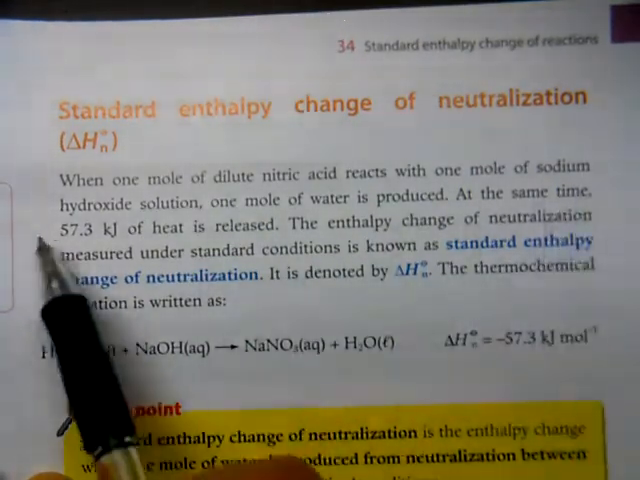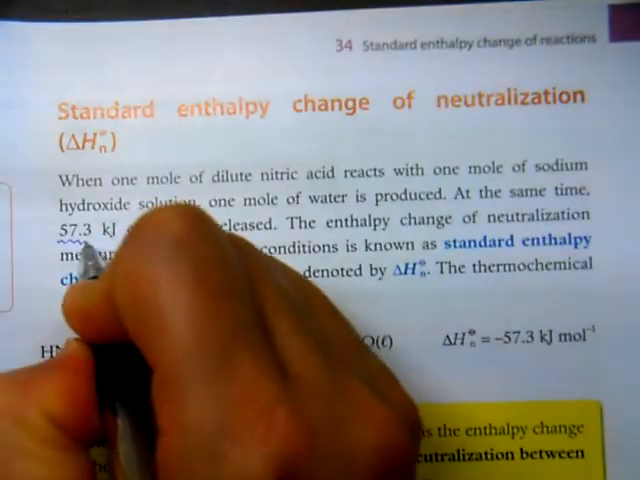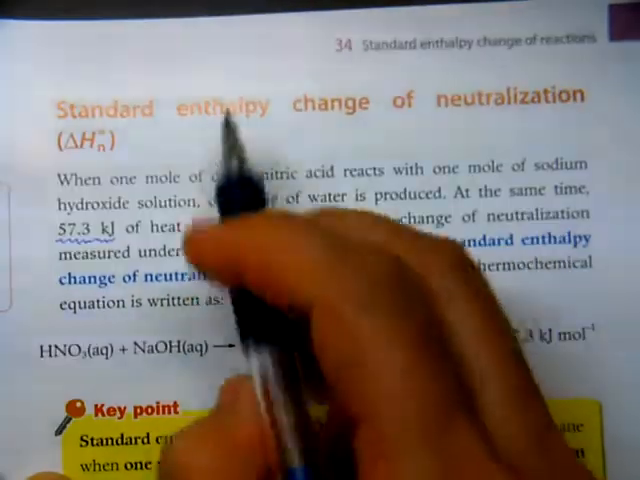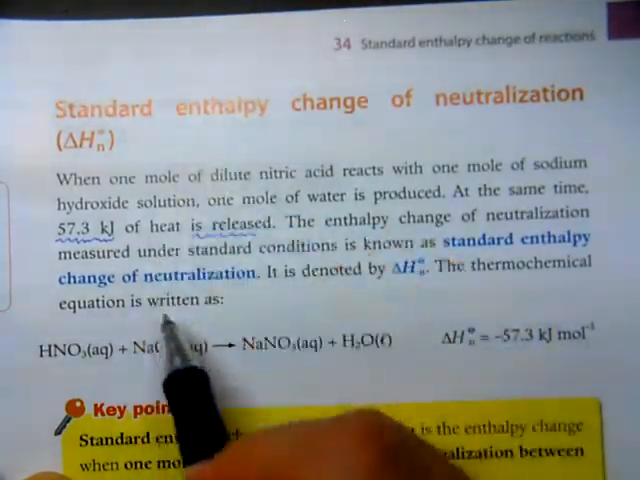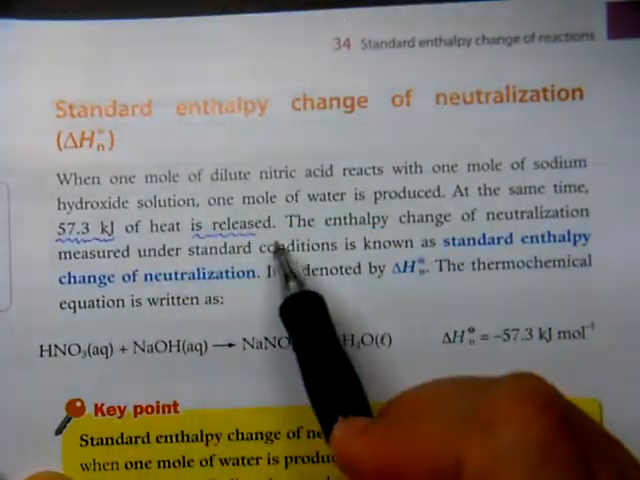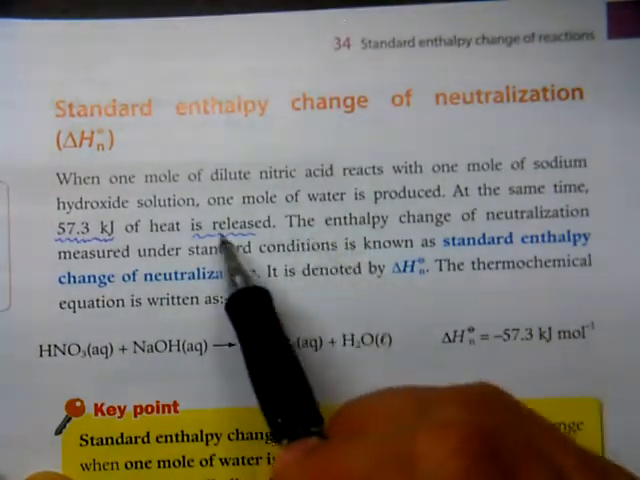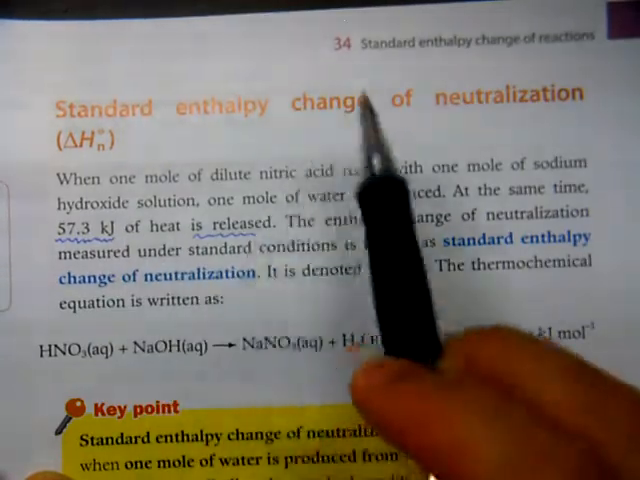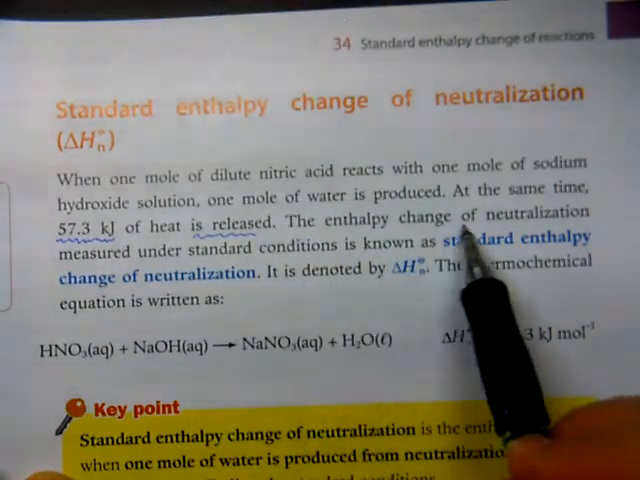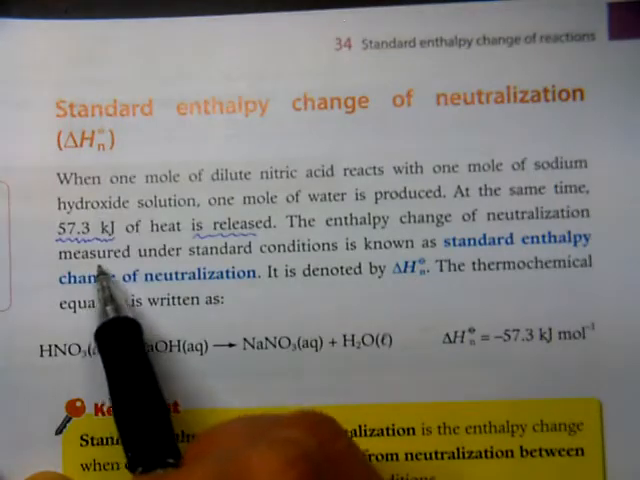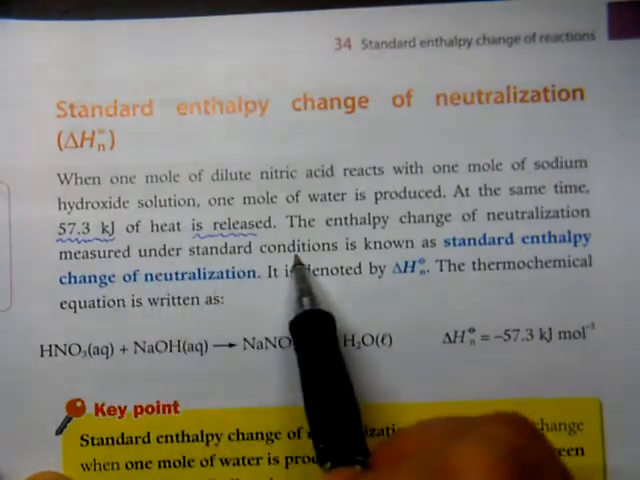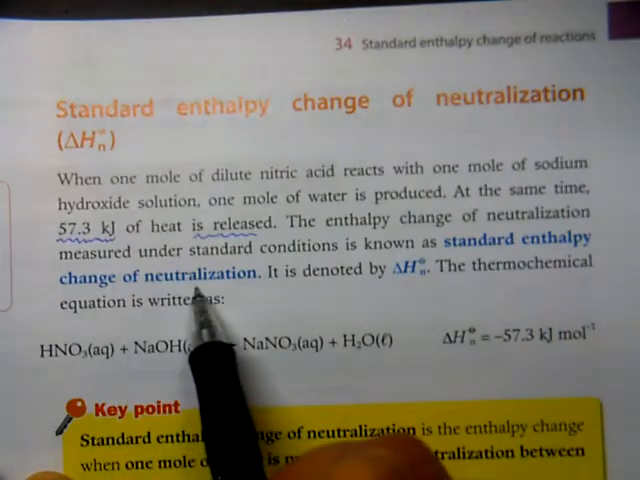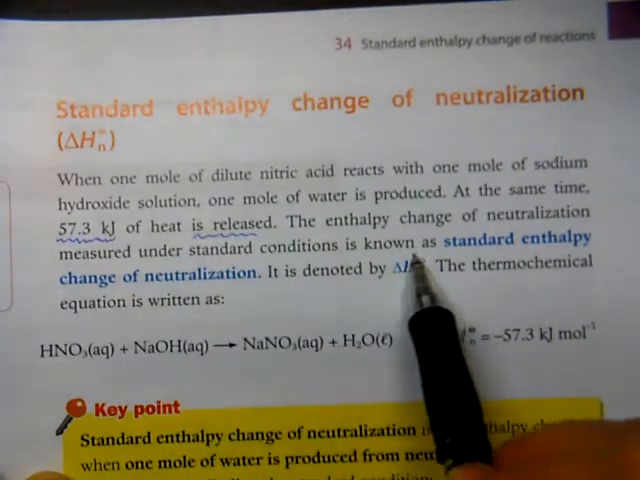At the same time, 57.3 kilojoule of heat is released. You should remember, all neutralization reactions are exothermic. So 57.3 kilojoule of heat is released. The enthalpy change of neutralization measured under standard conditions is known as standard enthalpy change of neutralization. It is denoted by this symbol.